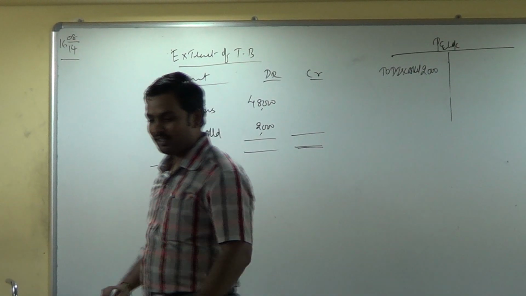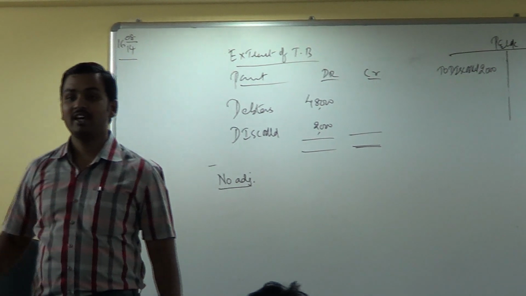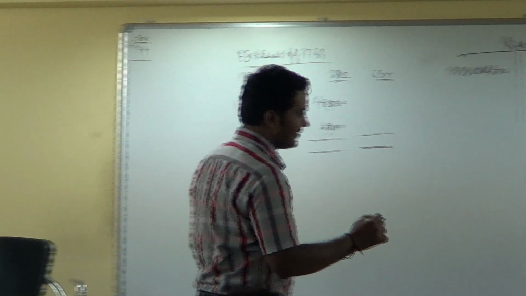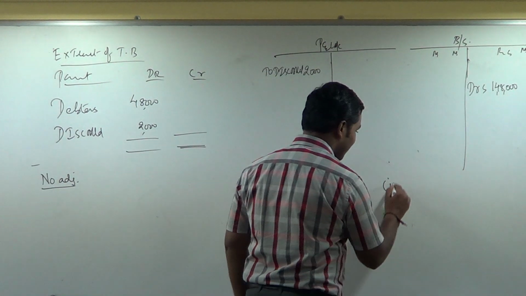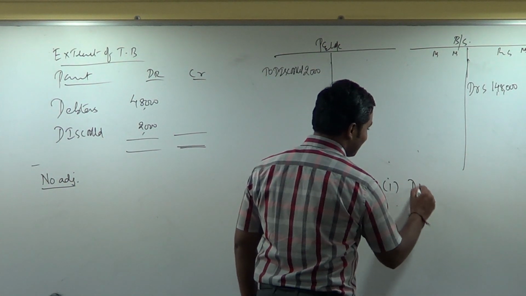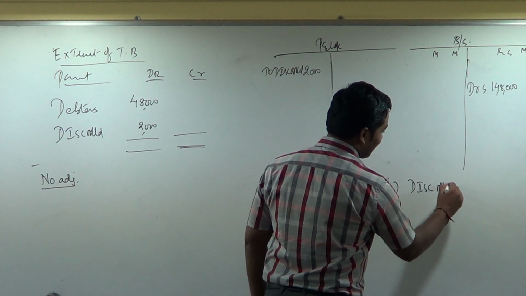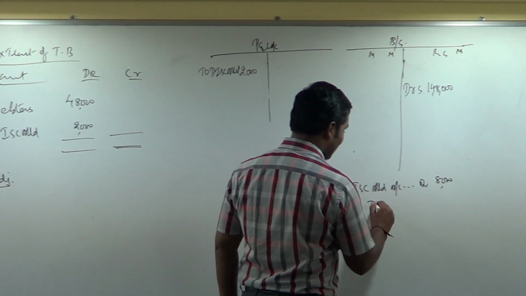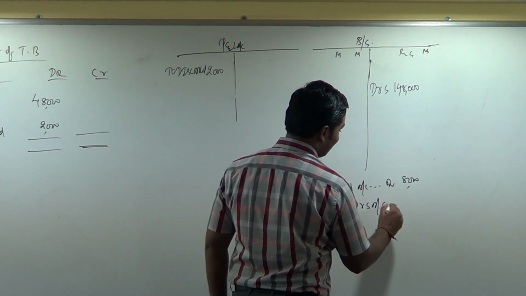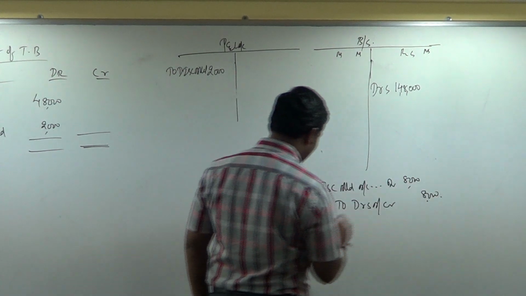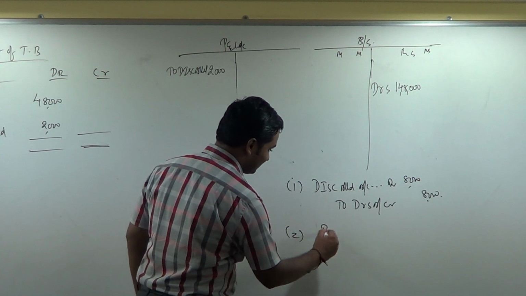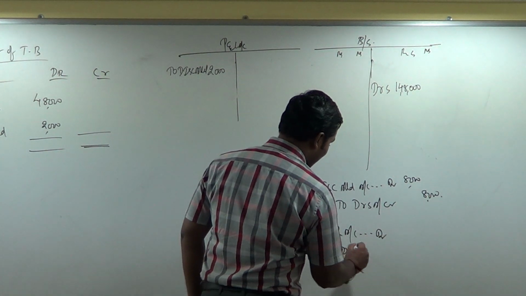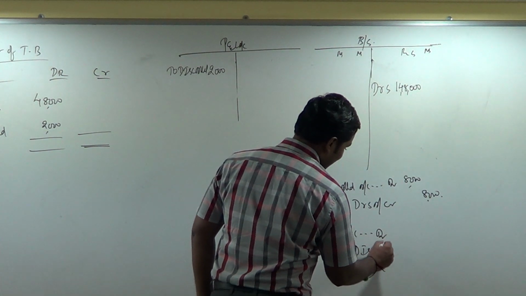Next. What is the adjustment? Allow further discount of 8,000. So you have to now record further discount of 8,000. What are the entries you have to pass? Wait. Please be slow. Discount allowed account debit 8,000 to debtors account credit 8,000. What is the next entry I have to pass? P&L account debit to discount allowed. How much amount? 8,000.